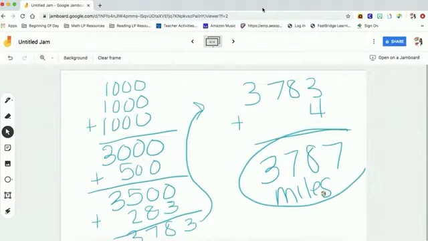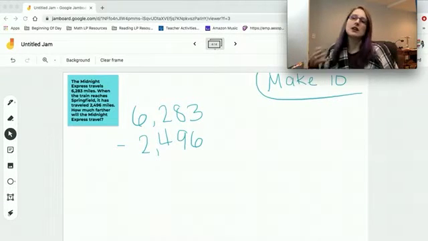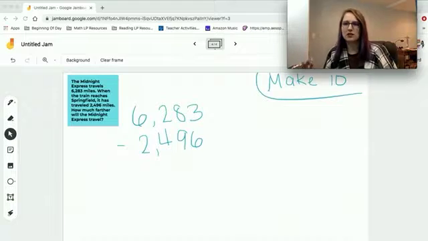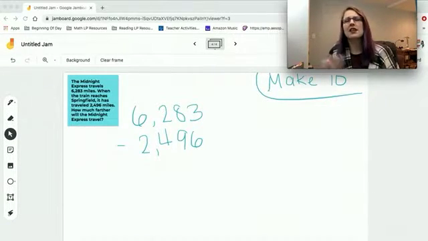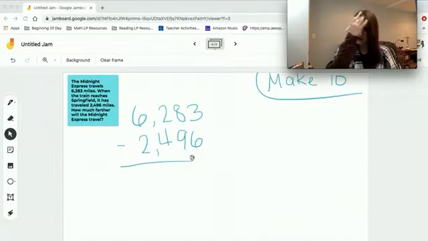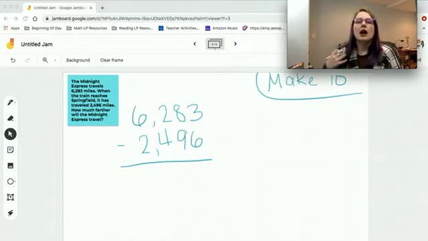Let's try another one. So another way that you can solve this problem is by using this make 10 strategy. This is a way that I often use math to make numbers easier and a little less clunky. So I have written out the problem here already in the way we would normally write it if it was a standard algorithm.